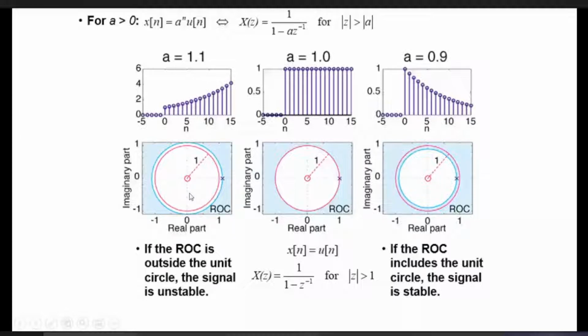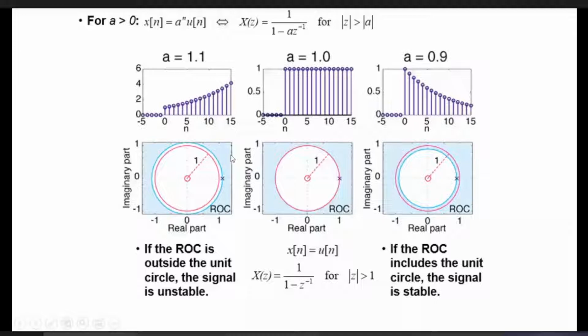A very important property: if you see that the magnitude of the pole is greater than 1, that means it is an unstable system, and ROC does not include the unit circle. If the ROC is outside the unit circle, then it will be an unstable system.